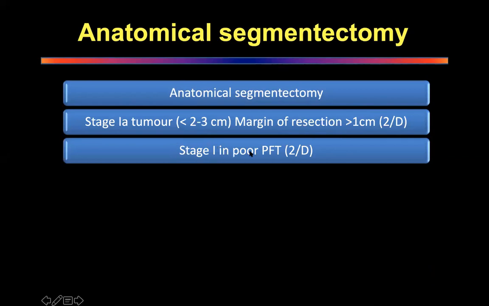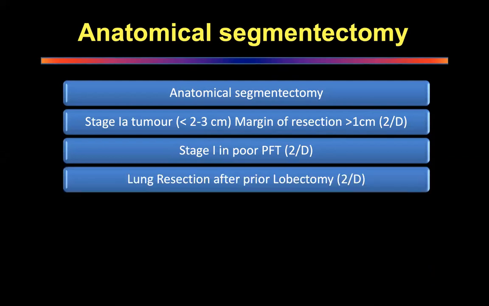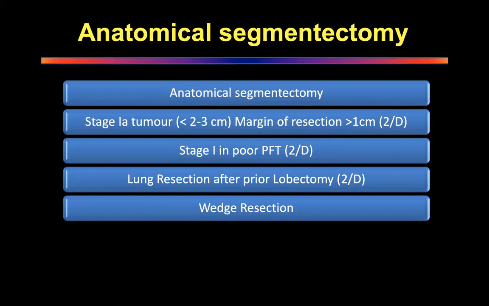Anybody stage 1 with poor PFTs or poor post-operative predicted FEV1, you can consider for surgery, but you must think of segmentectomies. Lung resection after prior lobectomy, you must consider segmentectomy rather than doing another lobectomy in the same lung. So it's important to understand.